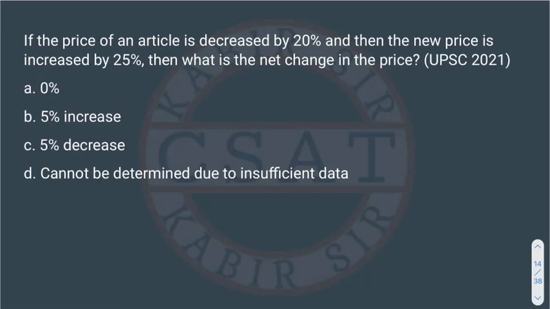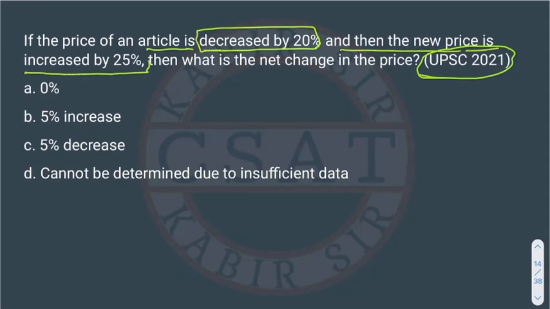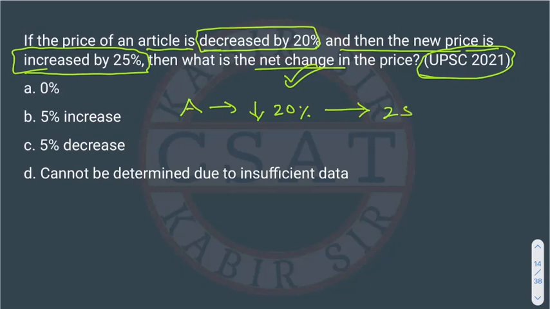This is the question of percentage asked in UPSC 2021. So what's the question? If the price of an article is decreased by 20% and then the new price is increased by 25%, then what is the net change? So he is asking the net change. So suppose there is an item, there are apples, right? Initially its price got decreased by 20% and later the price of the apple increased by 25%. So what is the final price, right?